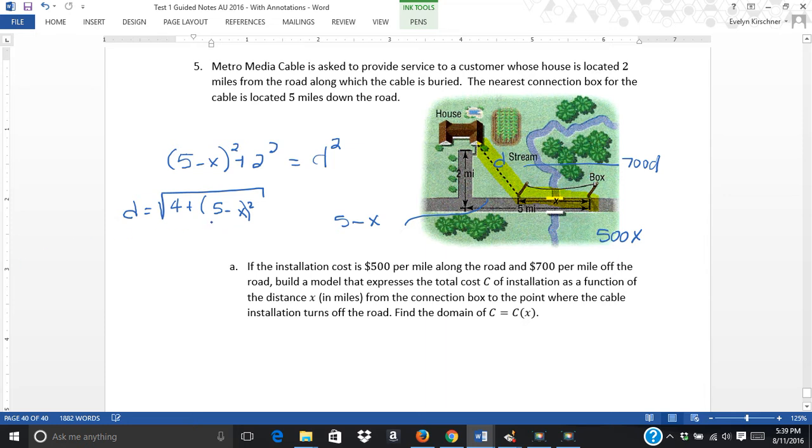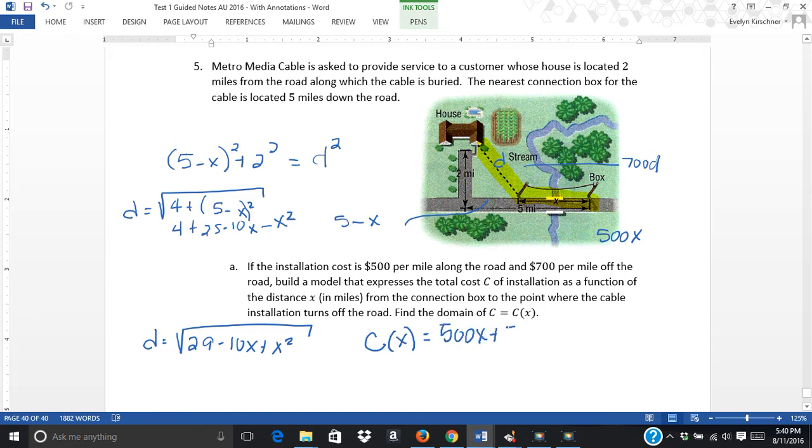So let's simplify this d. This is 25 minus 10x plus x squared, and I have 4 plus that. So my d is the square root of 29 minus 10x plus x squared. That's my d. So now I know my whole cost is 500x plus 700 times this d.